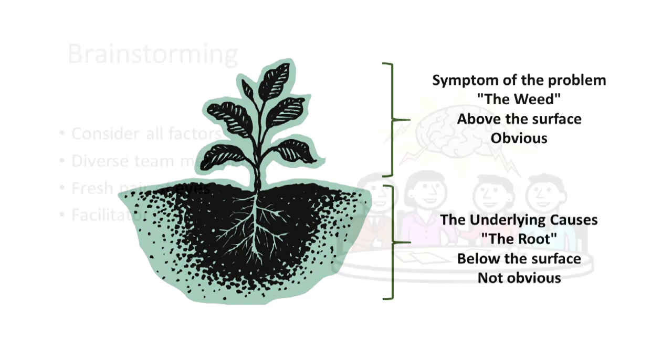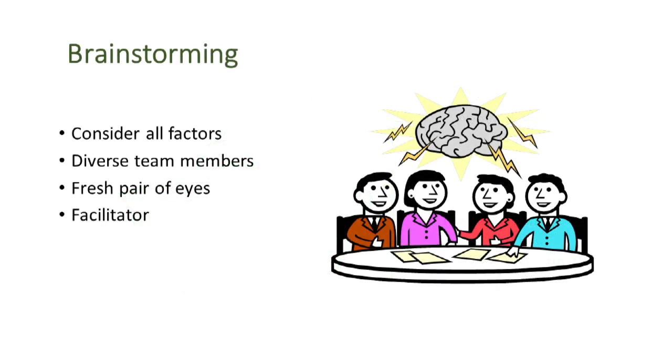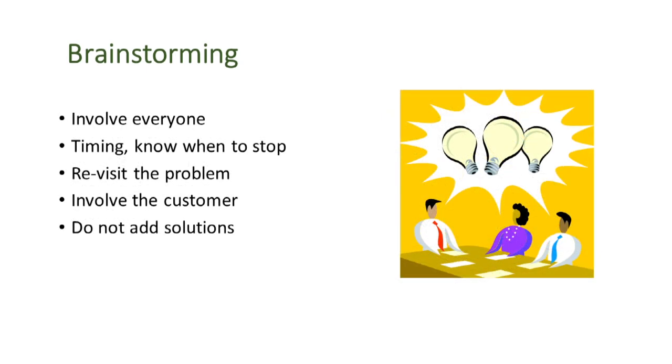Brainstorming is one way to conduct a root cause analysis. During brainstorming, all factors are considered without editing. It is important to have a mixed team with diverse team members from different parts of the process. Get a fresh pair of eyes, input from someone who is not too close to the process. Have a facilitator or an impartial referee. Remember that everyone is an equal contributor. Leave stripes at the door. Involve everyone or question why he or she is there.